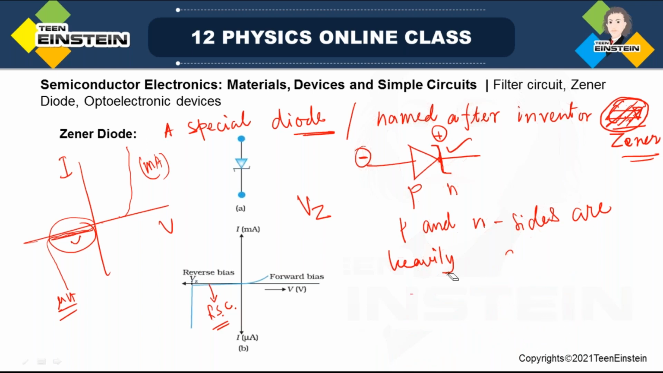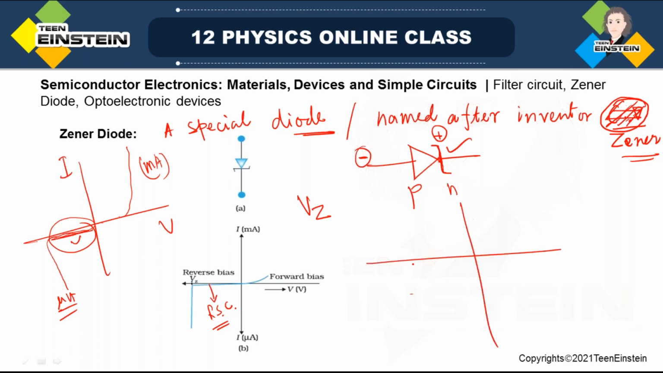Look, I will show you this in this figure. Let me just draw a little bit here. I'll just draw the reverse part. See, suppose this is Vz, the Zener breakdown voltage. So the current increases very sharply. Even if you increase or decrease the voltage near about this Zener breakdown voltage, the change in the voltage almost does not occur.